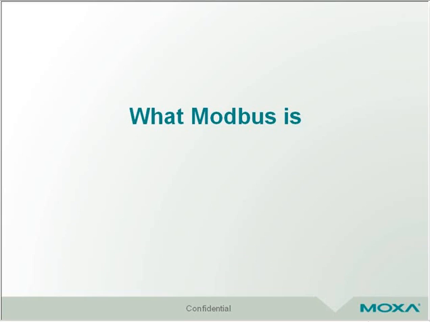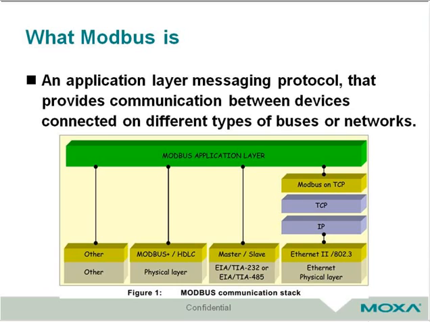Okay, let's get back to what Modbus is. Modbus is an application layer messaging protocol positioned at level 7 of the OSI model that provides client-server or master-slave communication between devices connected on different types of buses or networks. In today's course, we will introduce you to Modbus RTU and ASCII, which are based on RS-232, 422, and 485, and Modbus TCP, based on Ethernet technology.